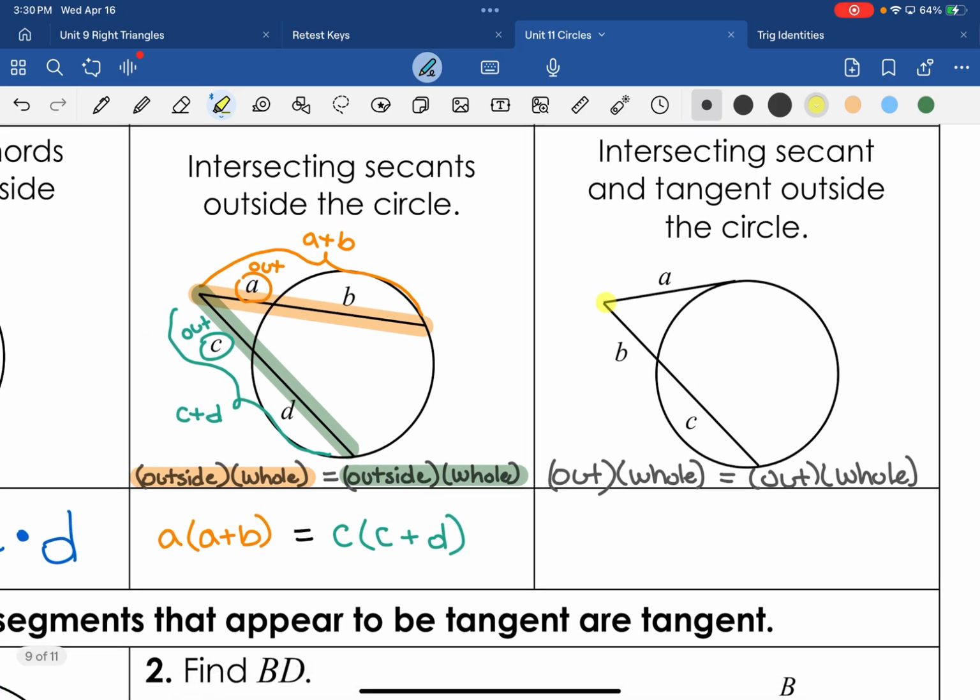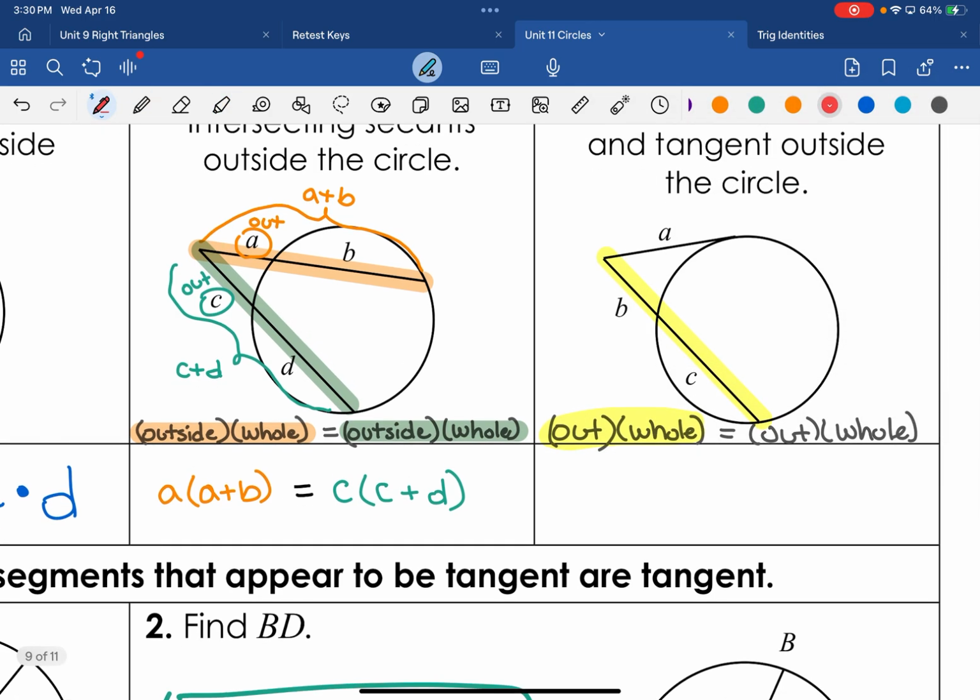Let's start with our secant because we've kind of already talked about that, right? So what's the outside piece of my secant? B. So that's just going to be B. What's my whole? B plus C. That's your whole secant right here.